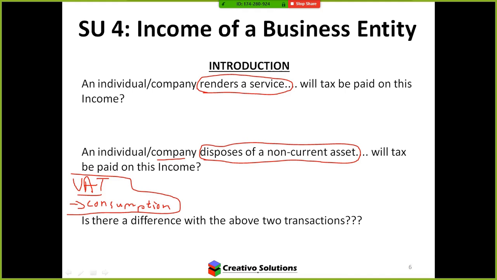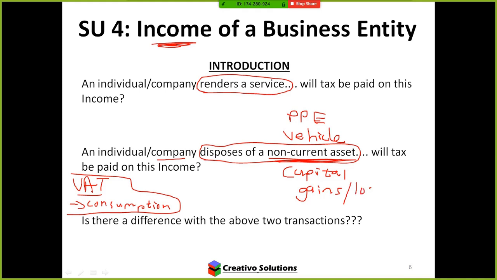Right, so the point here relates to this. It's a non-current asset. That's like selling your vehicle, or your home, your property, plant, and equipment. If I'm selling PPE, that's not viewed as income. What is that viewed as? Capital gain, or gains, or loss. And that's what you're looking at here.